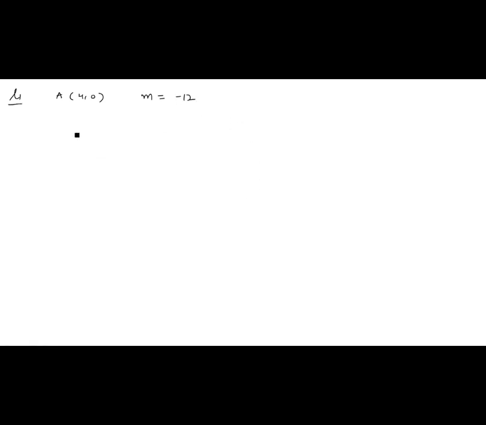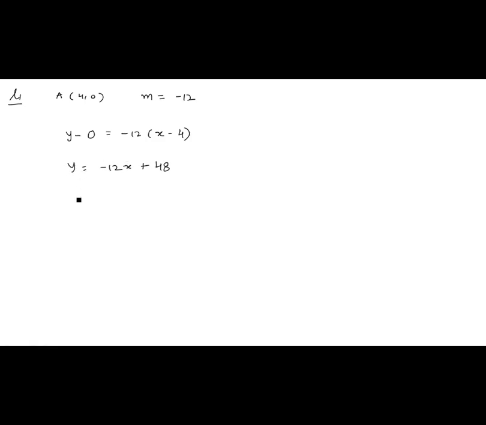So if we use y minus y1, y1 is 0, equals minus 12 times x minus x1, which is 4. So this becomes y equals minus 12x plus 48, minus 12 times minus 4 will be plus 48. Now the form we want is 12x plus y equals 48. So just add 12x to the left. So 12x plus y equals 48. So that's the answer for part B.